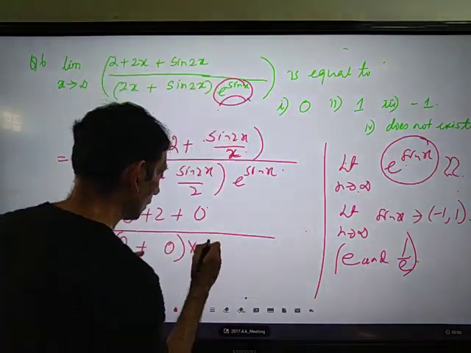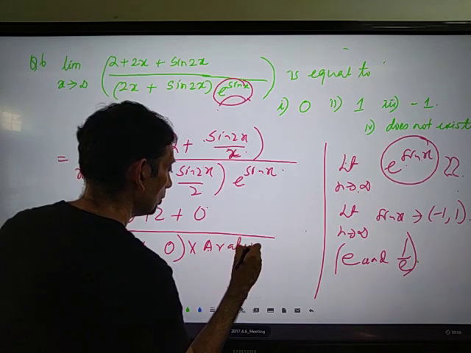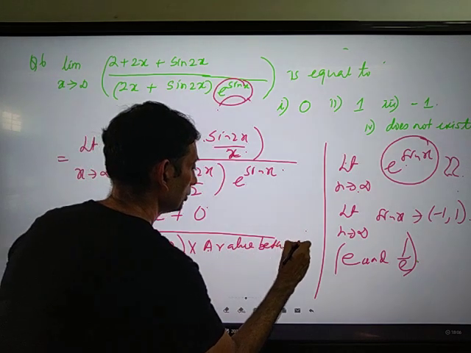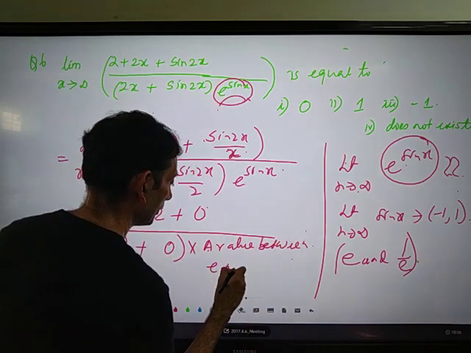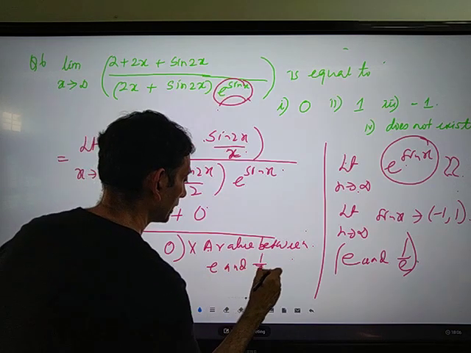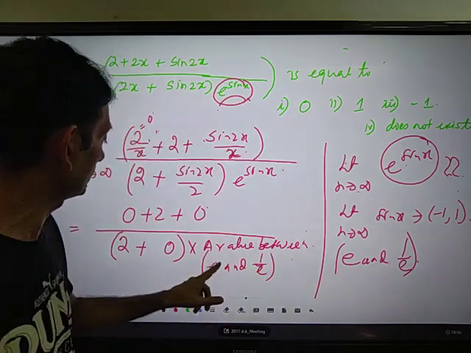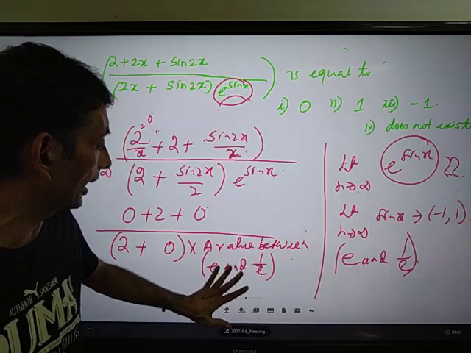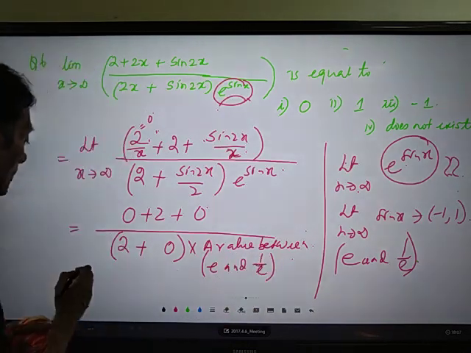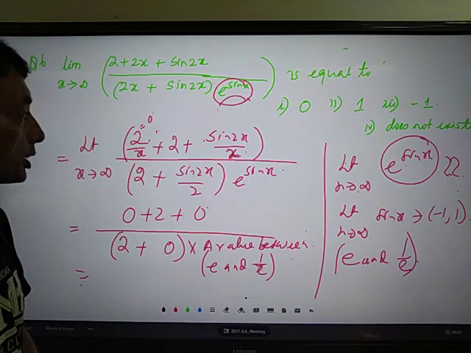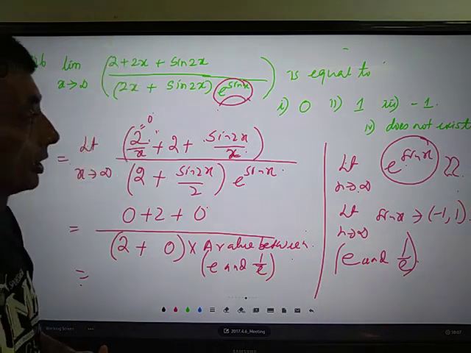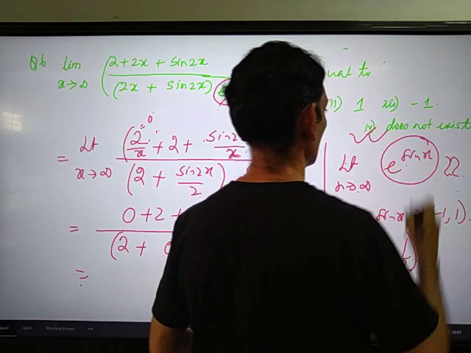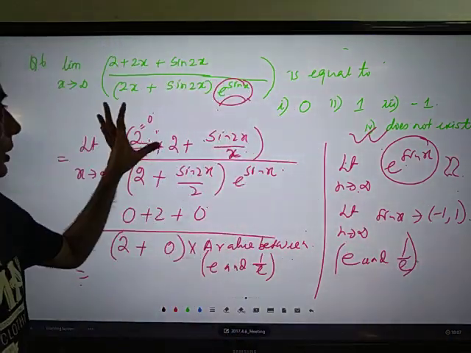That our value is between e and 1 by e. And only because of this, since this limit is not fixed and fluctuates between e and 1 by e, therefore the limit of this particular function does not exist. So this will be the option for this question.